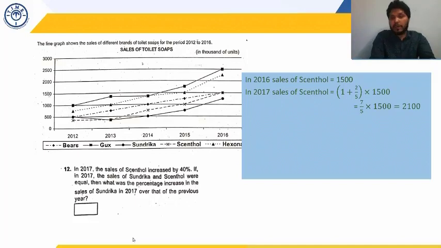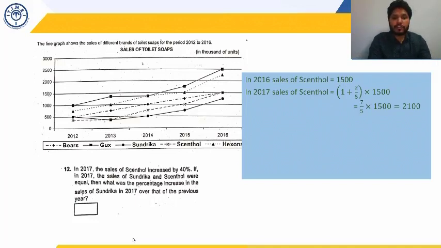And it is mentioned in the question, whatever be the sales of Synthol in 2017, it is the same for Sundrika as well. So can I say this 2100 is going to be the sales of Sundrika in 2017 also? Yes, we can say this. I hope till here it is clear. So the sales of Sundrika and Synthol are the same in 2017. So it is going to be 2100 for both of them.